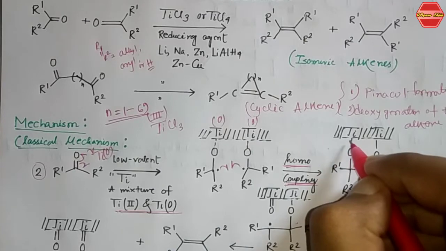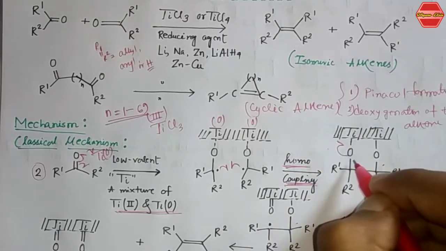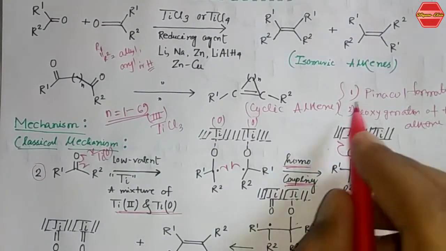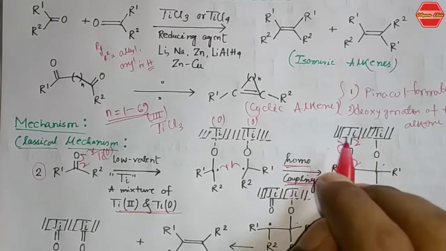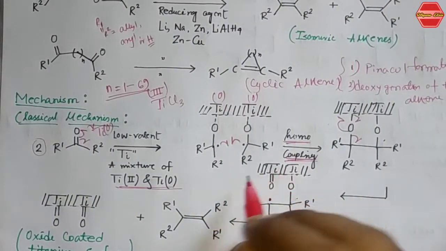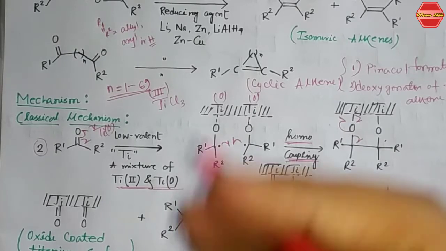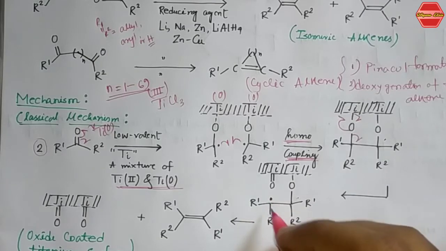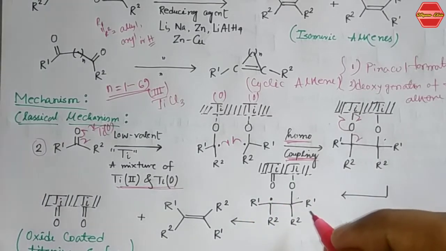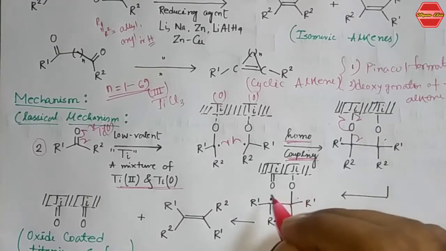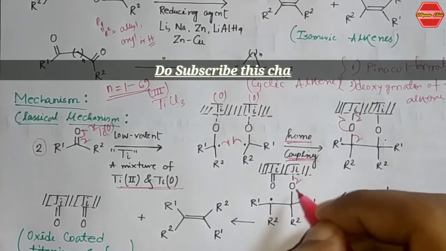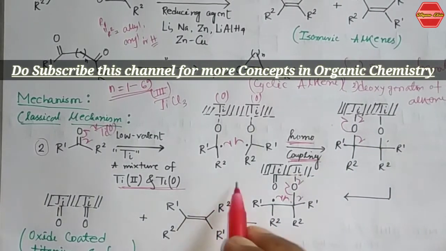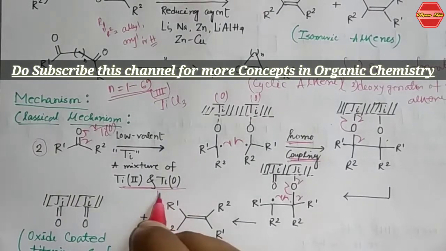Now this bond can be broken in this way, and this titanium can bond with this oxygen, and you will get titanium double bond O, that is, this oxygen bonded with one titanium surface. Now you are getting this radical over here. Similarly this oxygen can do the same thing. So you are getting this radical over here, and these two radicals can recombine with each other, and you are getting the final product, that is this one.